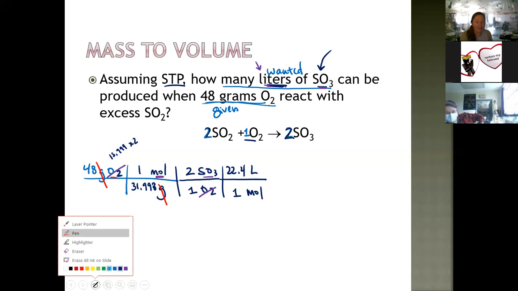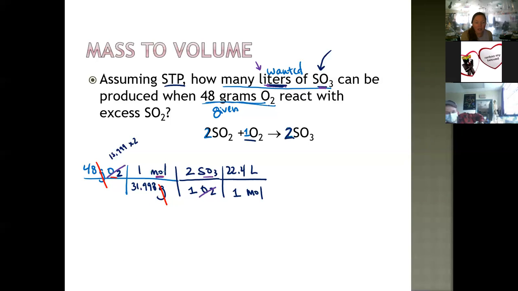What have we canceled out now? Moles on top and moles on bottom. Voila, gone. Last step, let's do some calculating. Multiply everything on the top, divide by everything on the bottom. 48 times 1 times 2 times 22.4 divided by 31.998 divided by 1 divided by 1, and we get 67.204200. Oh my goodness, so many decimals.